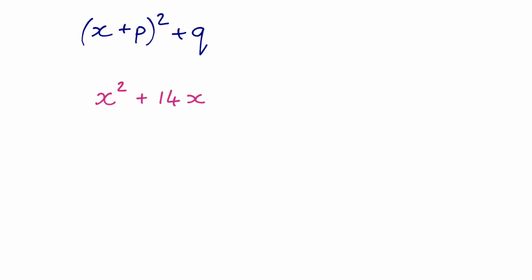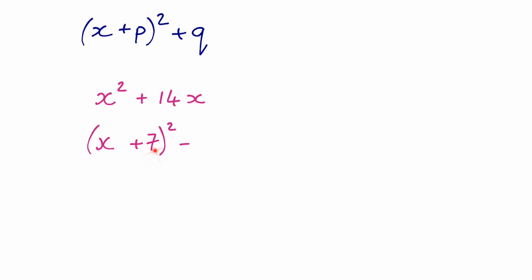So if we're given x squared plus 14x, the first thing we do is we write down a pair of brackets. Then we put an x inside and a square outside the brackets. We then half the coefficient of the x and put it inside the bracket. So it's a plus 14. When you half it, you get plus 7. Then you put a subtraction sign outside the brackets.